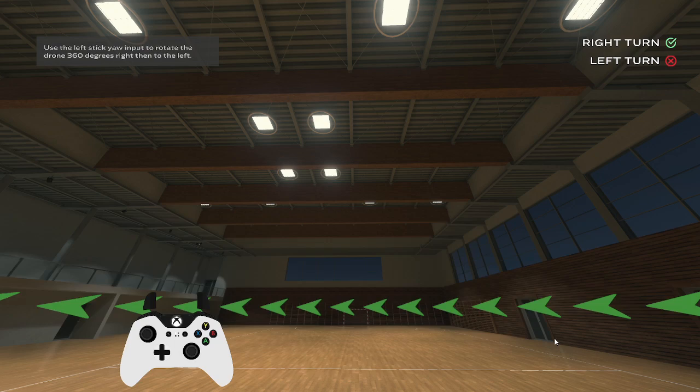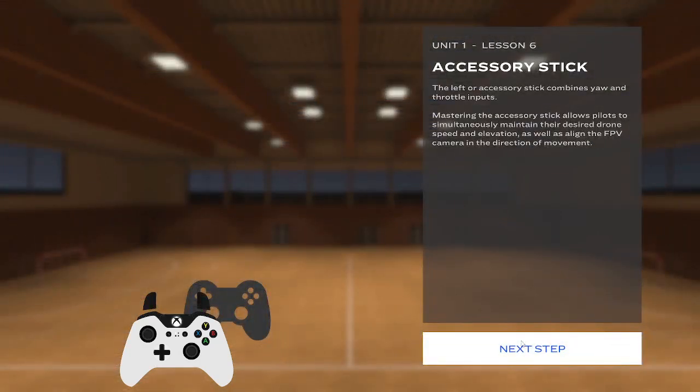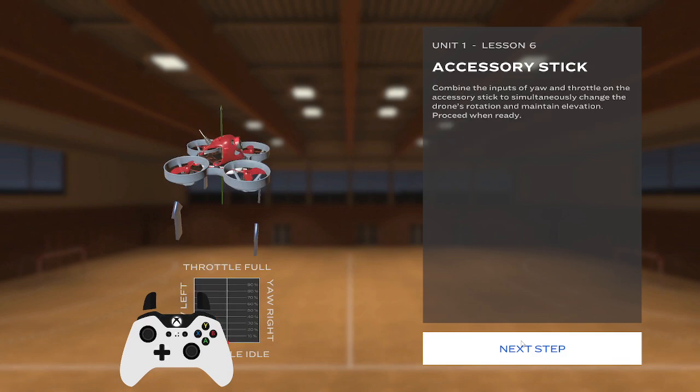Too simple. The left or accessory stick combines yaw and throttle inputs. Mastering the accessory stick allows pilots to simultaneously maintain their desired drone speed and elevation, as well as align the FPV camera in the direction of movement. Combine the inputs of the yaw and throttle, simultaneously change the drone's rotation and maintain elevation.